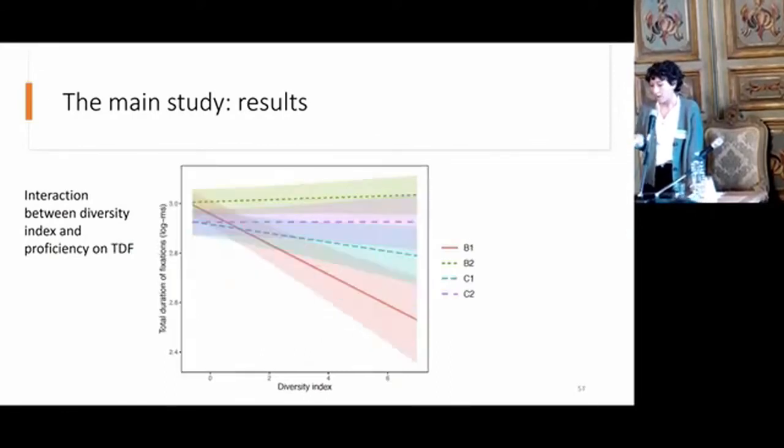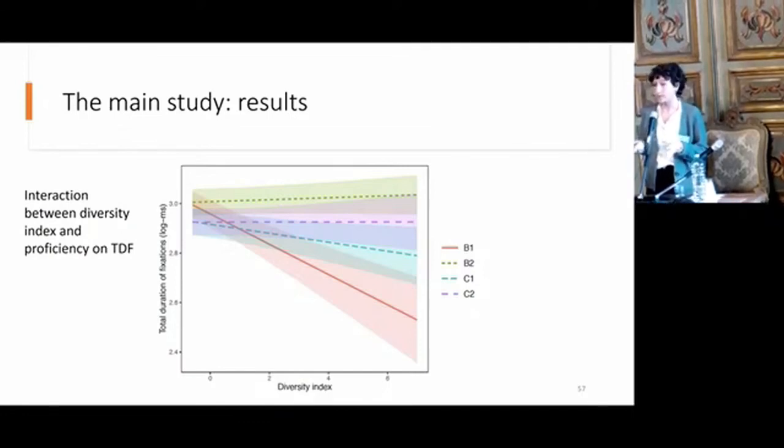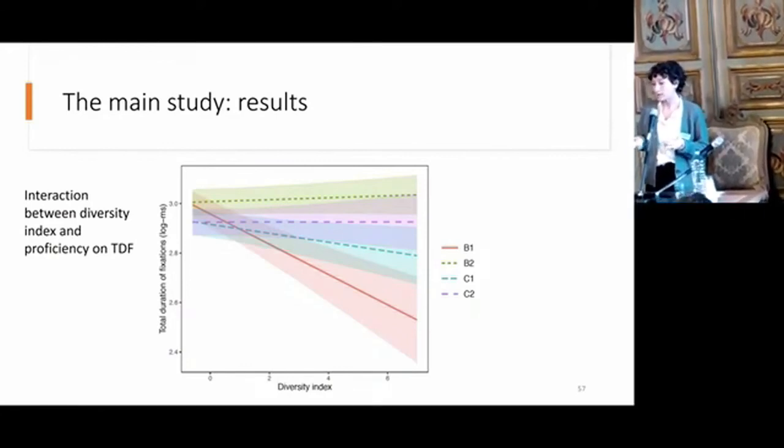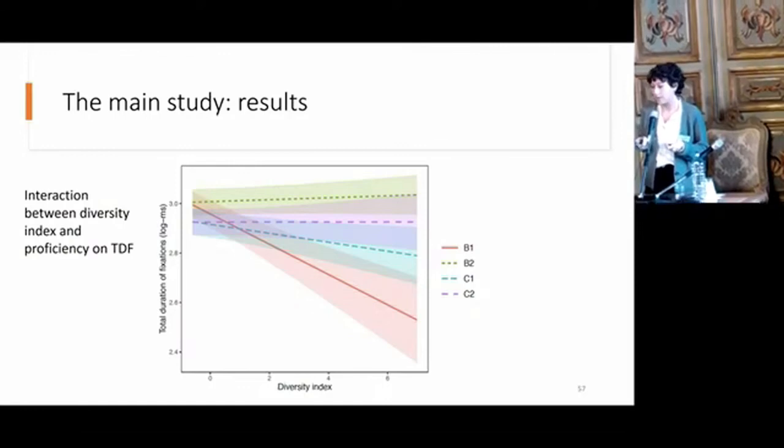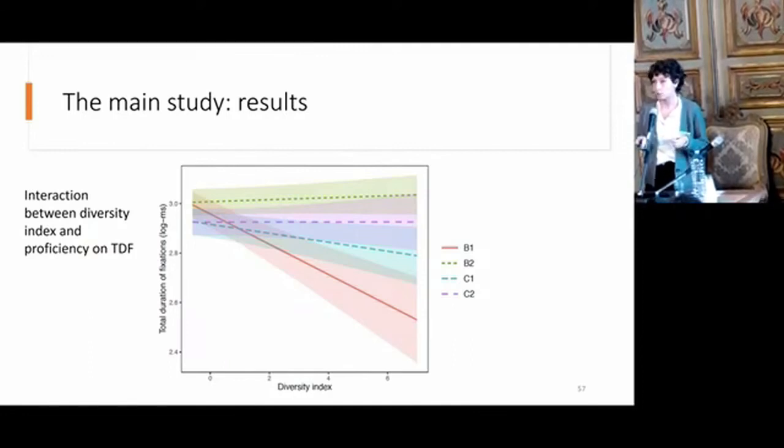Looking now at the interaction between diversity and proficiency on total duration of fixation, we found again different patterns in how learners processed collocations, which differ in the degree of diversity. So B1 learners took less time in processing collocations as their diversity index increased. On the contrary, B2 learners took more time in processing collocations as their diversity increased. But we found little difference between C1 and C2 learners in how they processed collocations and how they were affected by the diversity index.